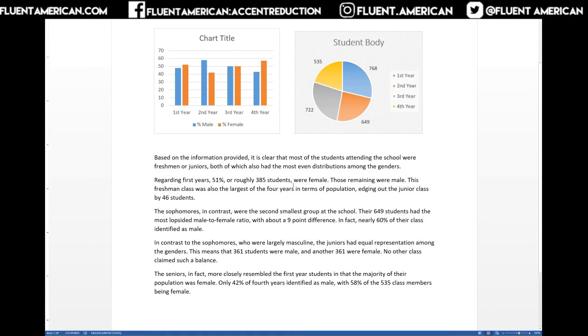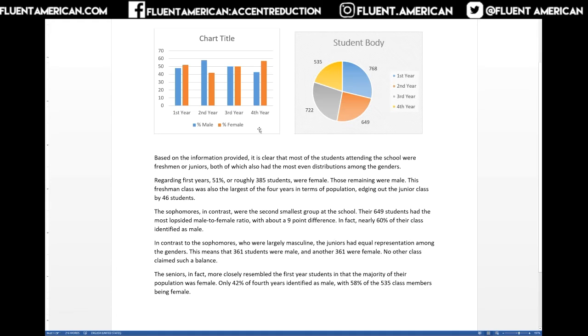So we see 51% identified as female. So we had the 51% female, the remaining male. So I mean the 49%. Great. So those are mentioned. Next, we have the sophomores. Second smallest group, 649 students. So we have the 649 mentioned, 9-point difference, 60% of their class. So almost 60%, which means about 40% did not. So everything looks like it's mentioned for the sophomores.